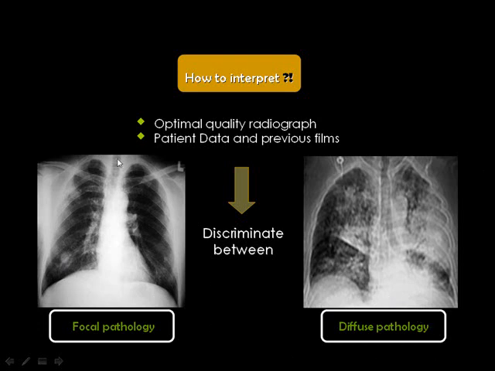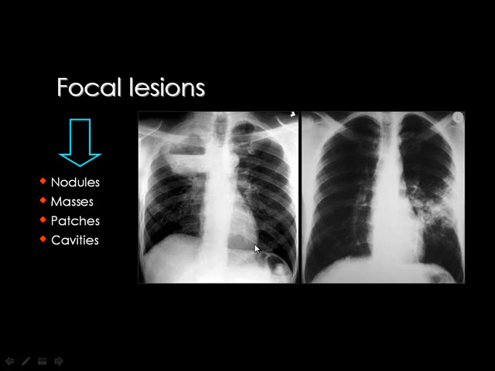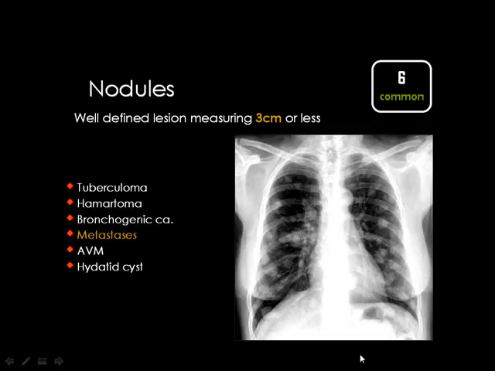Then if we select the first option, where we will deal with focal lung lesions, the focal lung lesions are only 4. Either you are dealing with a nodule, or a mass, or a patch, or a cavity. And these are the nodules or the lesions. The focal lesions can be seen in this chest X-ray.